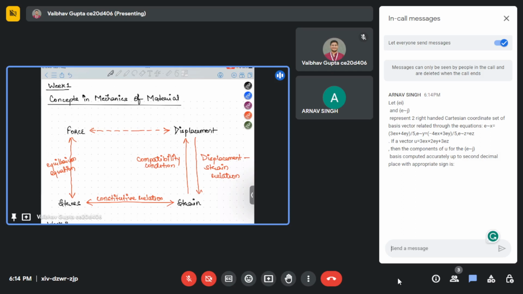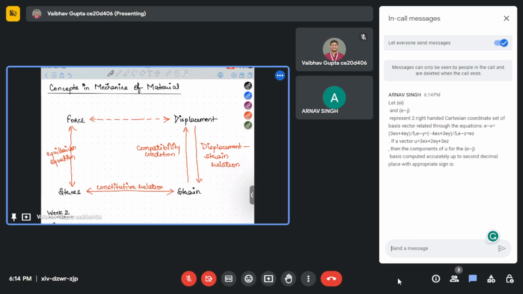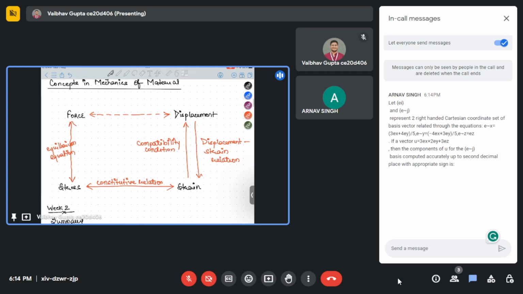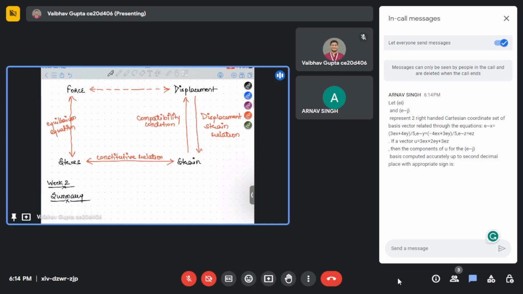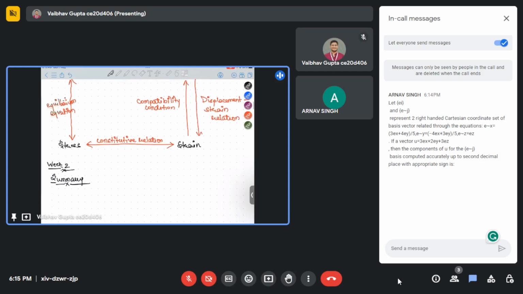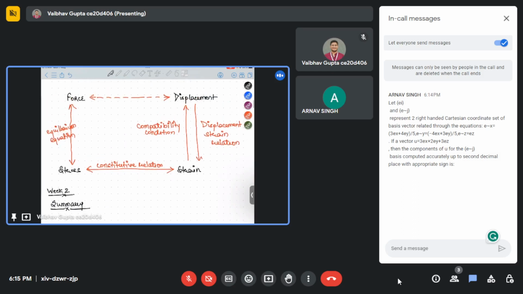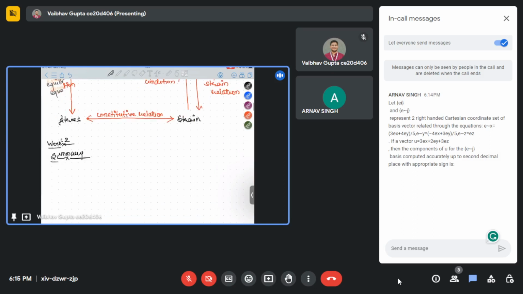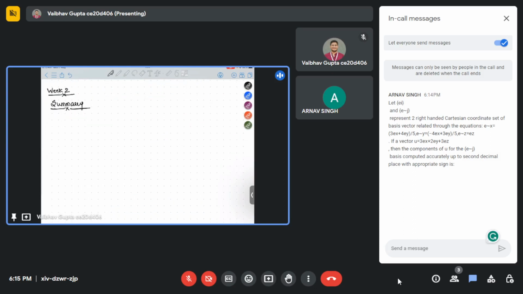So the stress and strain are related by the constitutive relation. The stress and force are related by the equilibrium equation. Whereas we relate displacement to strain with the help of the displacement and strain relation, and strain to displacement with the help of the compatibility condition. So now in the week 2 lectures, we have seen each of these in a brief manner, that what each term means. So first I will give you the summary of what happened in the week 2 lecture.